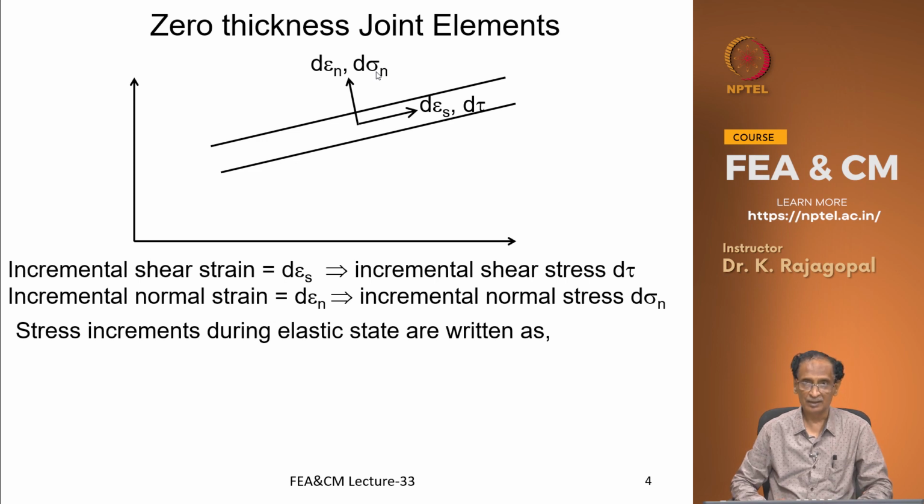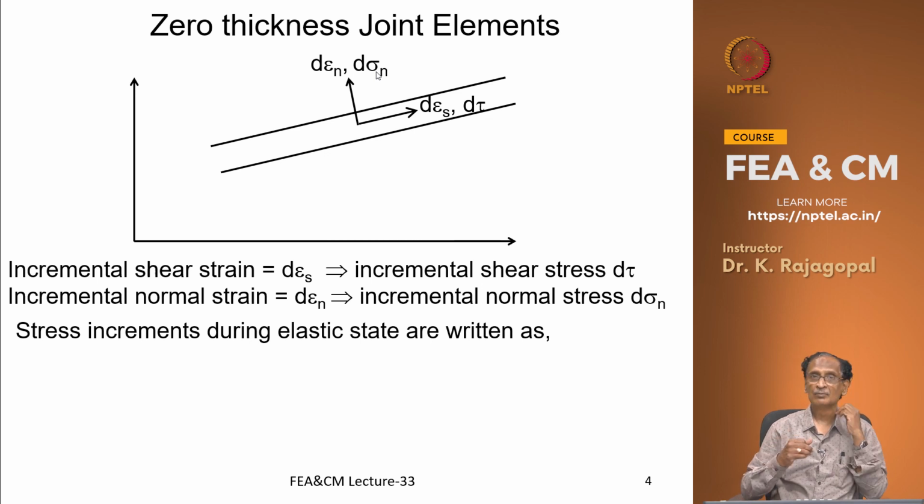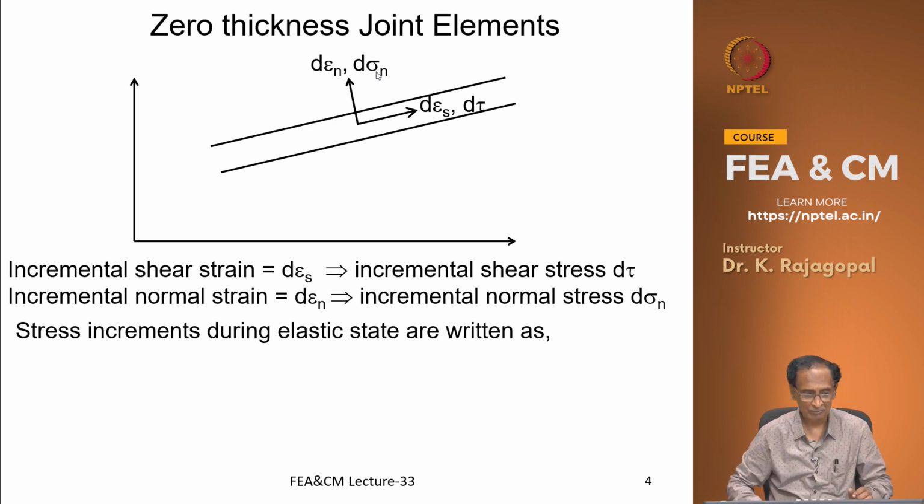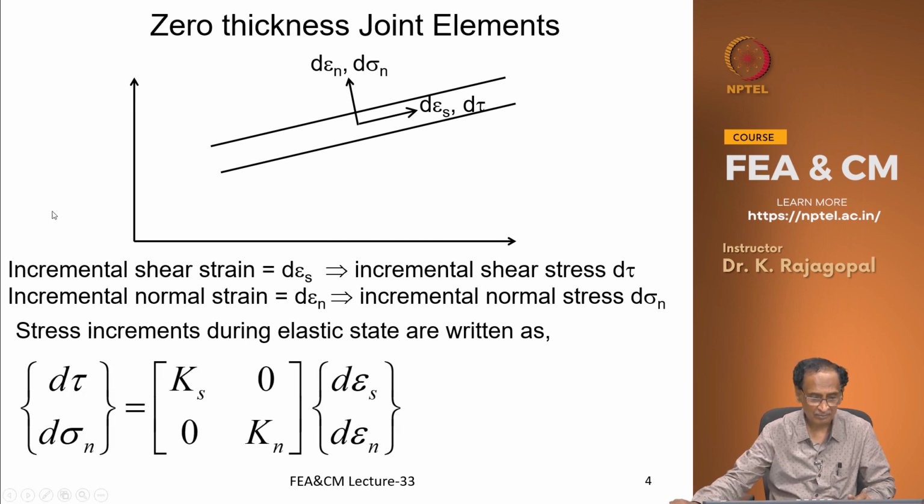And in the elastic state, these two stresses and strains are decoupled. So, if you apply shear strain, we will only produce shear stress, and if you apply normal stresses, we will produce only normal strains. And the stress strain relation during the elastic state is like this: d tau and d sigma n is [ks 0; 0 kn] times d epsilon s and d epsilon n, that is d tau is ks times d epsilon s and d sigma n is kn times d epsilon n, and the cross terms are 0.